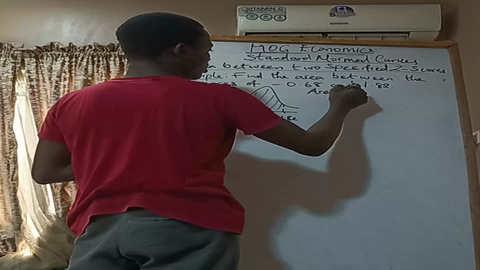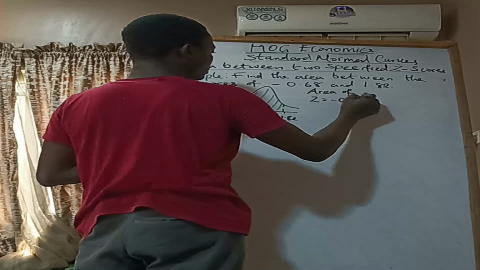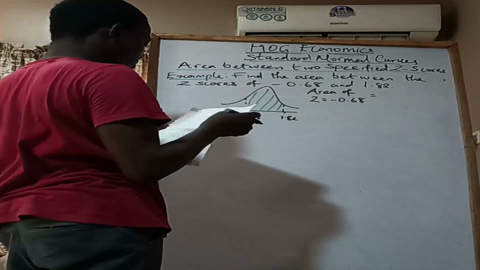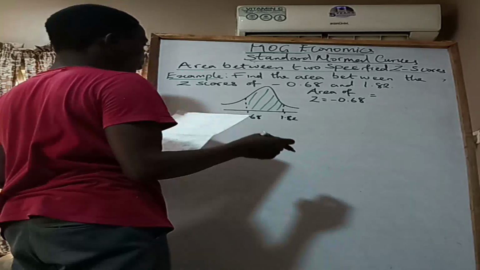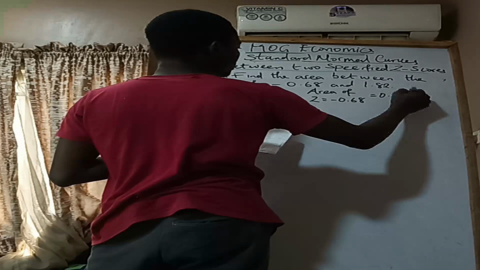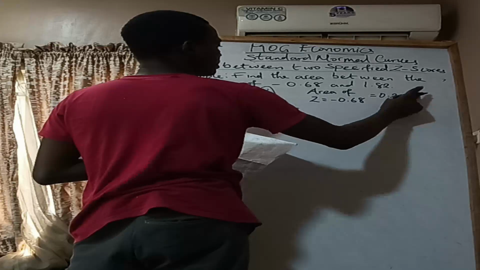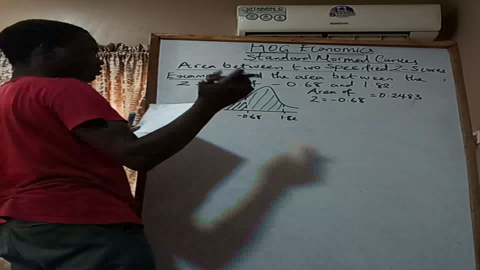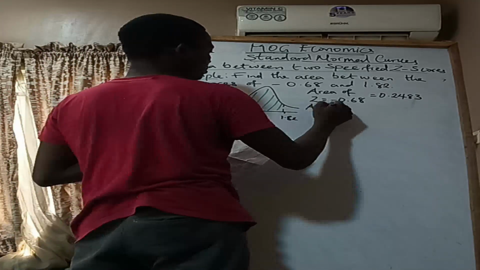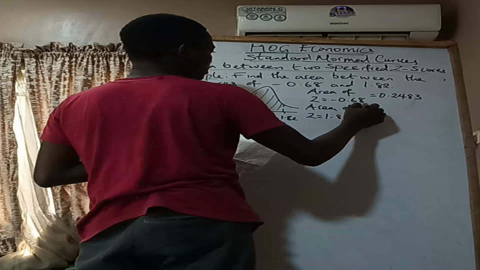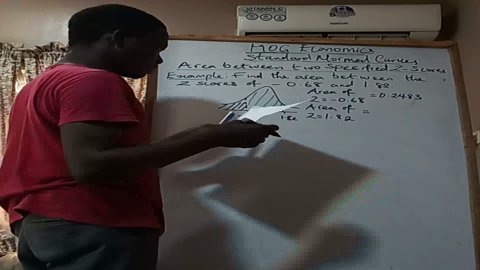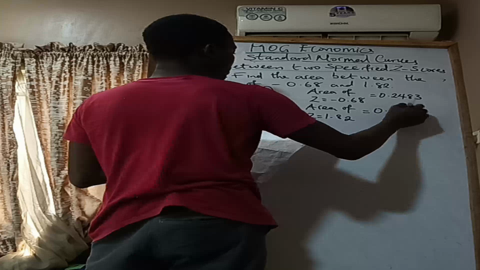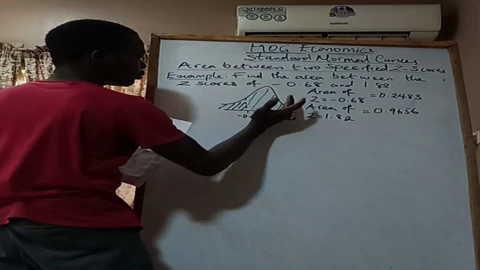To get that, looking at your z-score table, the area of z equals minus 0.68 will give us 0.2483, using your z table. You know what that means? This black area to the left, that's all. Then the area corresponding to the z-score of 1.82 is going to give us 0.9656. What this means is that it is all of the area from 1.82 to the left.